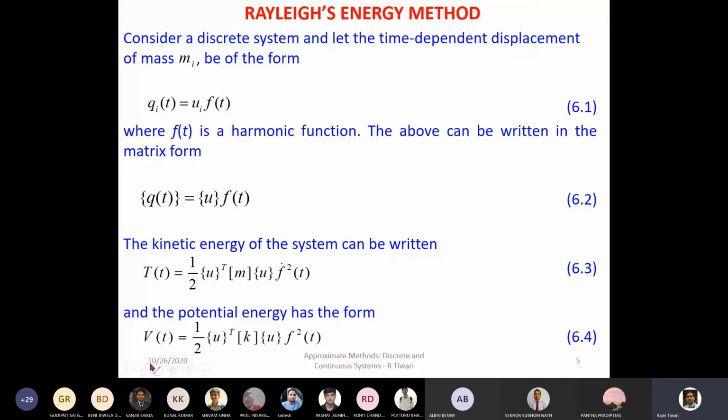Potential energy we write like this, in which when we substitute in this form, this time function will come out. So basically, kinetic energy and potential energy we write in terms of the generalized coordinate. Generalized coordinate we have expressed in the amplitude and the time function form. So they are taking this form because one f will come here, another will come from here. So that will be f square, which is a function of time. So this is the kinetic energy and the potential energy expression.